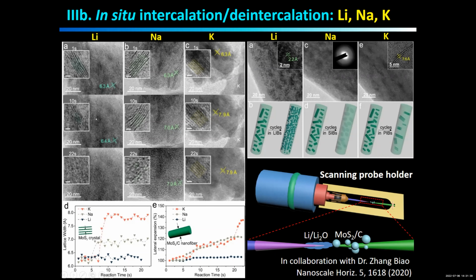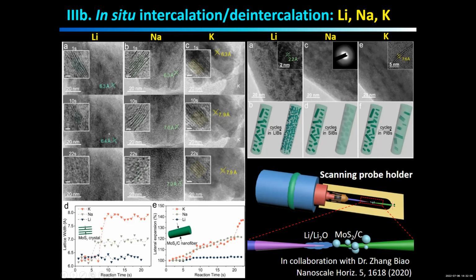It shows that at the early stage of this intercalation process, indeed, we can see the expansion of the MoS2 layers. And the increase of the layer spacing will increase from the lithium to the sodium to the potassium. So the potassium indeed shows the largest lattice expansion compared to the pristine phase.